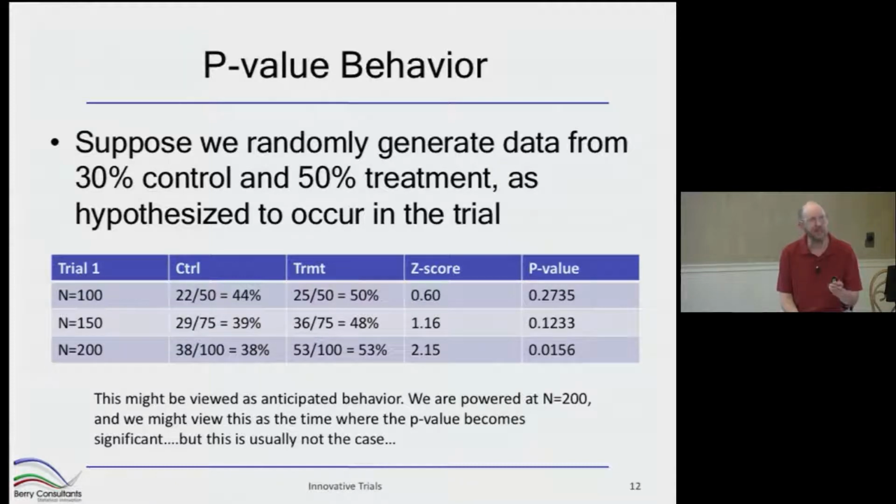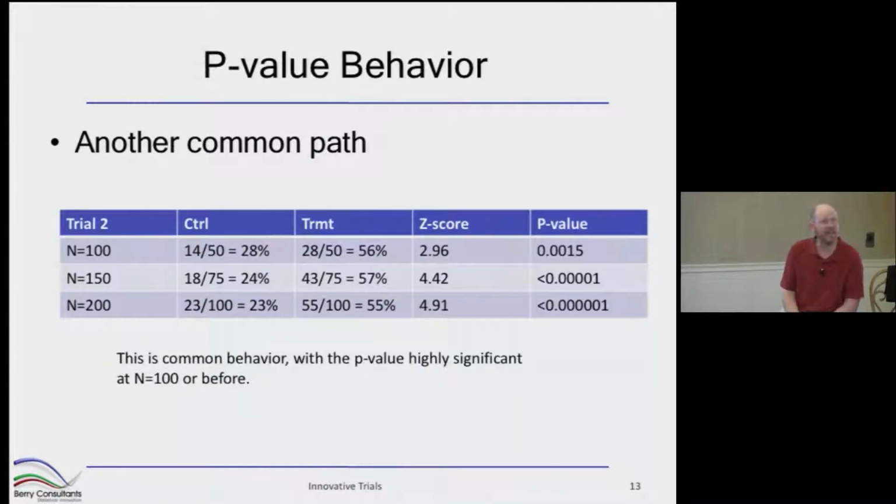But in general, data can come in lots of forms. I didn't cherry pick this particular example. I just basically sat at my computer and flipped coins. And this is also a pretty standard trial that comes up. The p-value is 0.0015 at 100. I'm already significant, and it's tiny, 0.000001, when I get to 200. So I'm in a position where I didn't need all those patients.